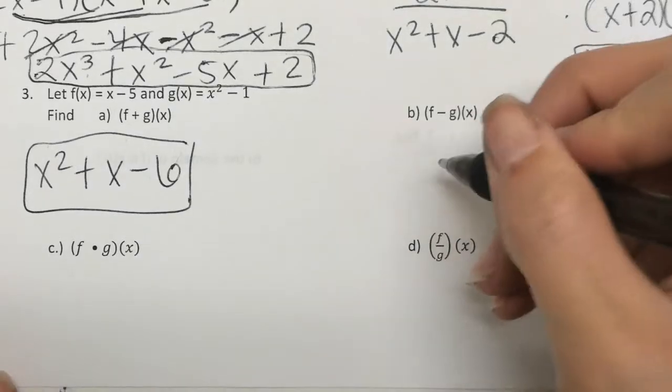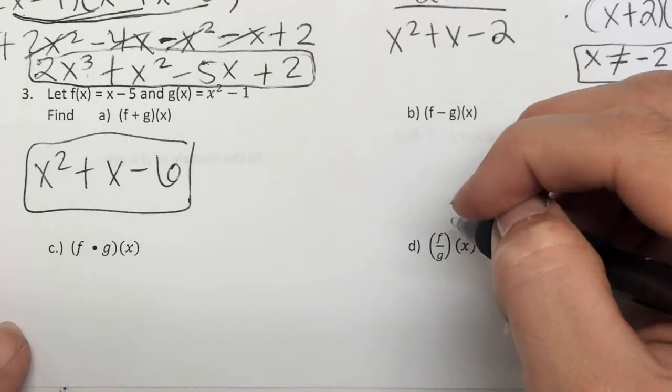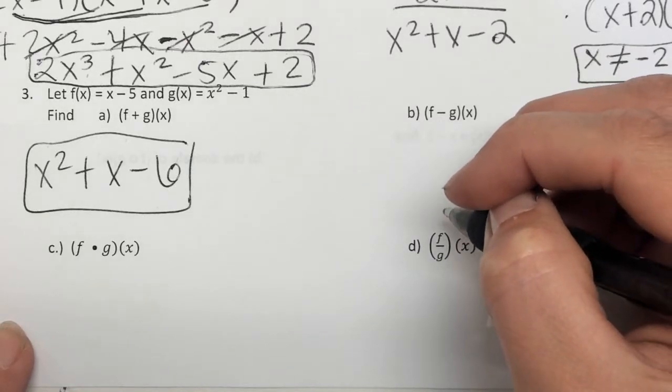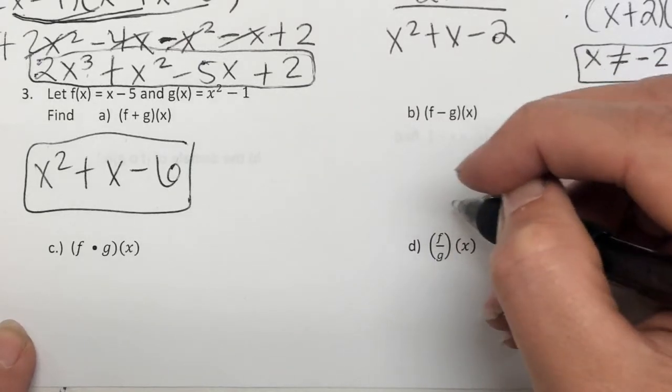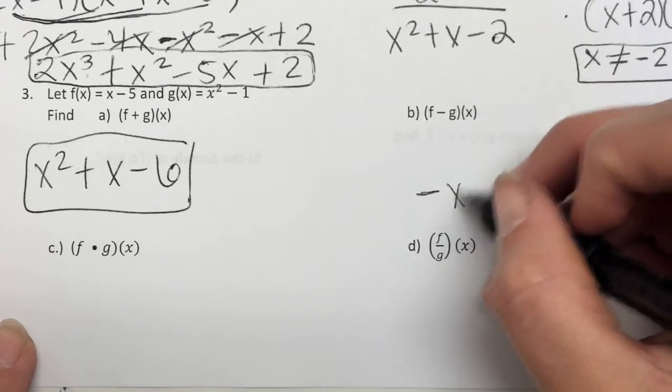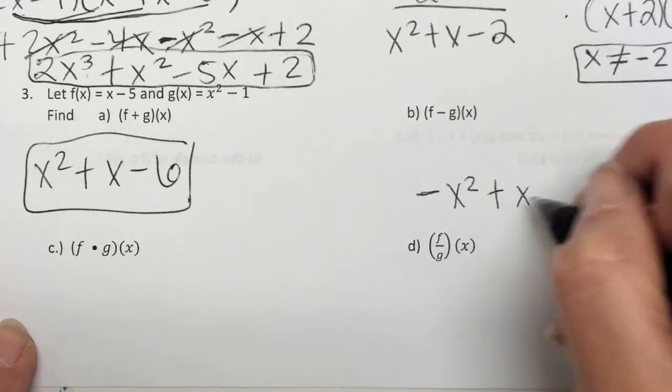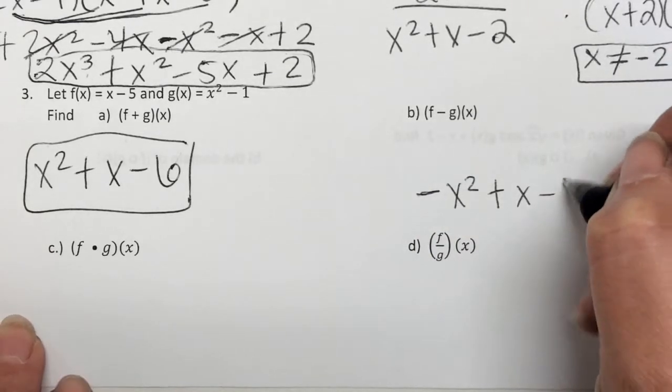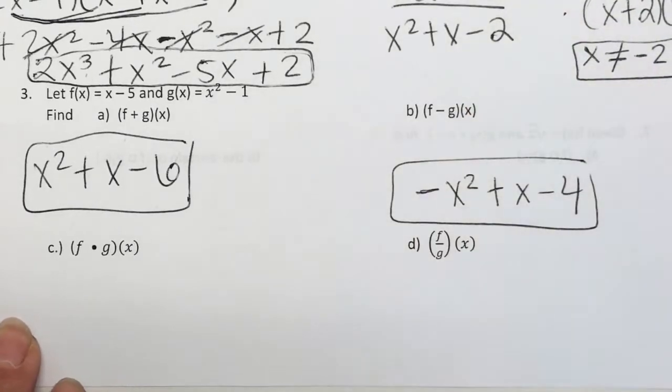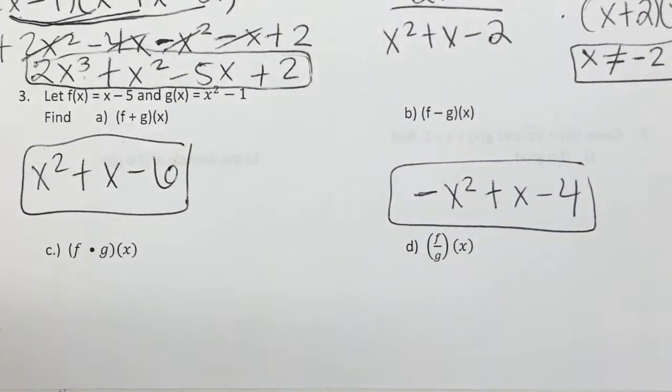Miles? I'll do the second one. Negative x squared plus x minus 4. Is he correct? All the signs are correct? Yeah, that's just what I got. Okay. Do I need to go over this one? Yes. Alright, let's go over it.